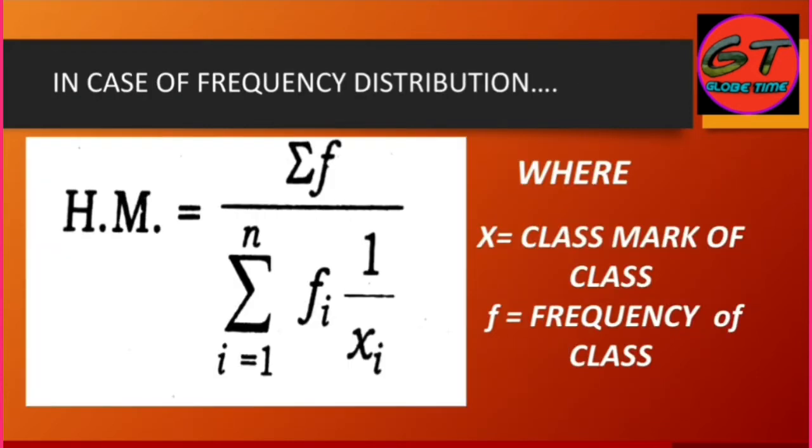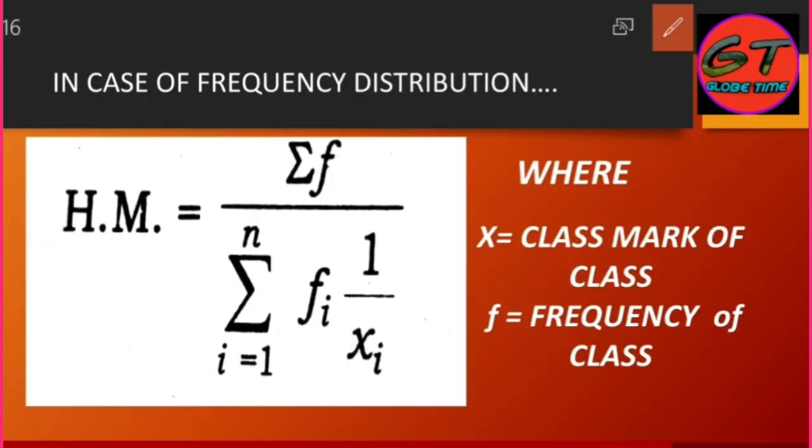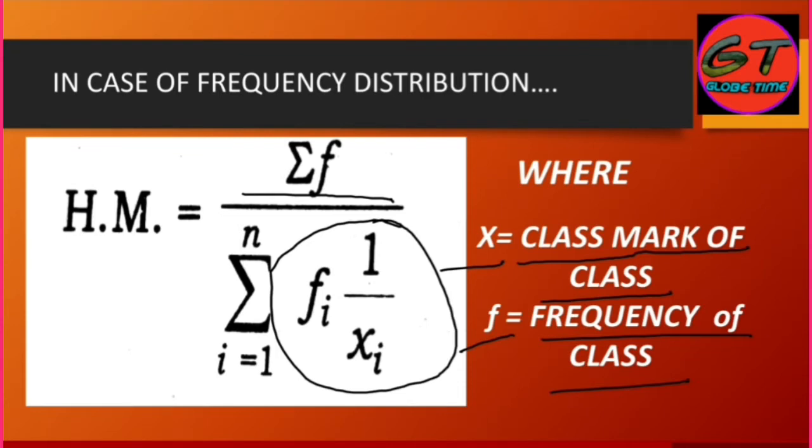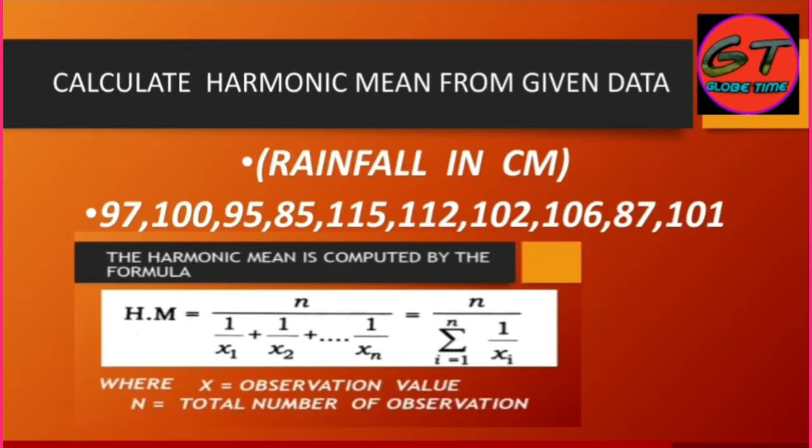For a group data series, harmonic mean equals summation f by summation f by x. We know x equals the class mark of the class, or mid value of the class boundary, and f equals the frequency of the class. I discussed single data series and group data series in my previous video. Now start the calculation of single data series.